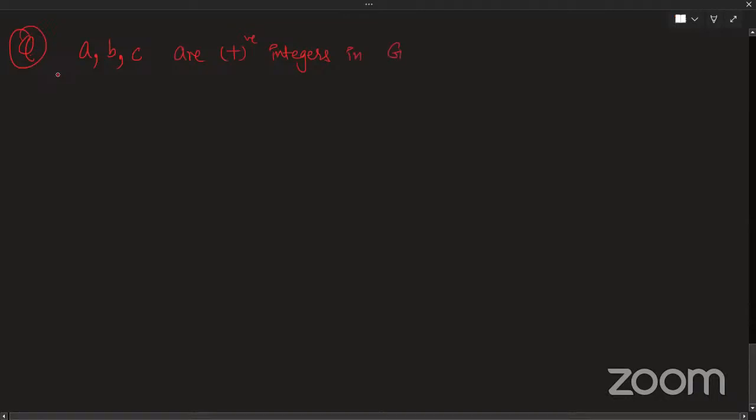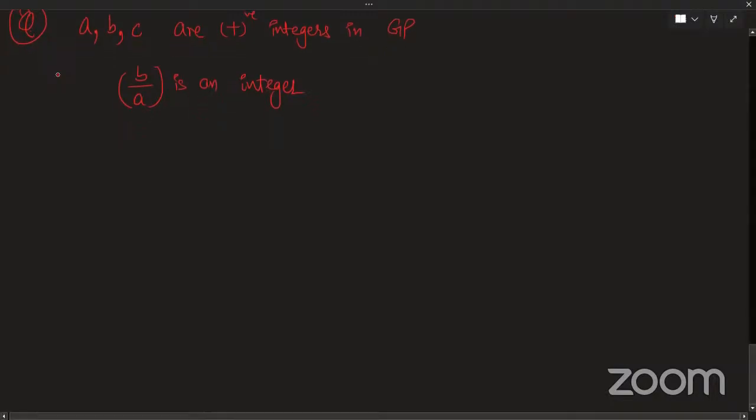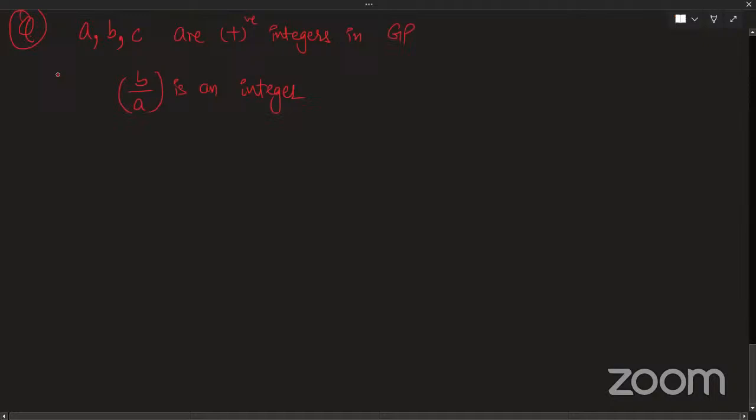In GP. They are positive integers that are in GP and B minus A is an integer. You can't take negative, sir. Why would you take negative when the question says positive? Okay, B minus A is also an integer.